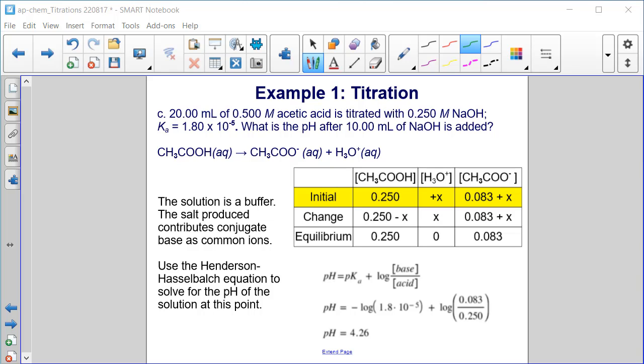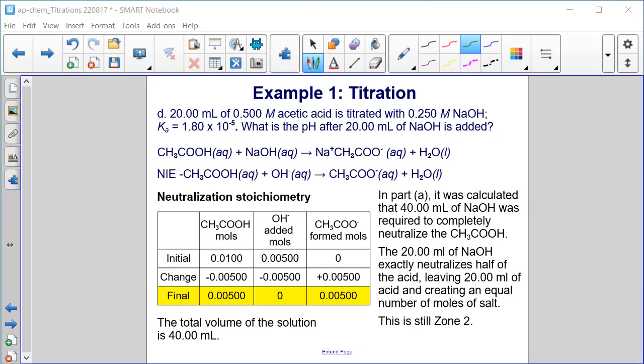So that's pH equal to pKa plus the log of the base concentration over the acid concentration, or the negative log of the Ka, which is given, plus the log of the base concentration over the acid concentration. We calculated these on the previous slide. Remember, it was moles over liters, given that the total volume of the solution is 30 milliliters. And we get a pH of 4.26.